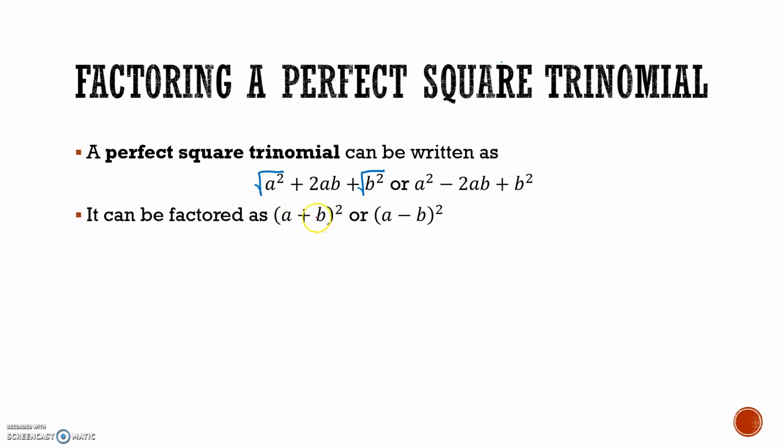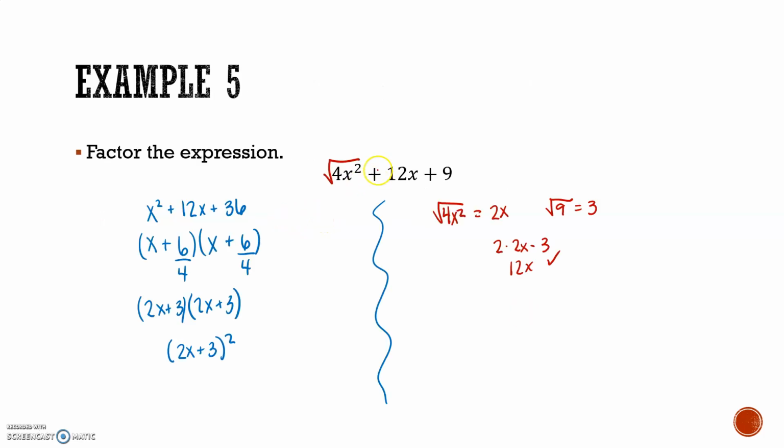So what I can do is follow this and say I'm just going to take what a is and b is and whatever the sign is. So my final answer is going to be a, which is 2x, because I took the square root, whatever the sign right here is, so plus, and then 3, and then square it.